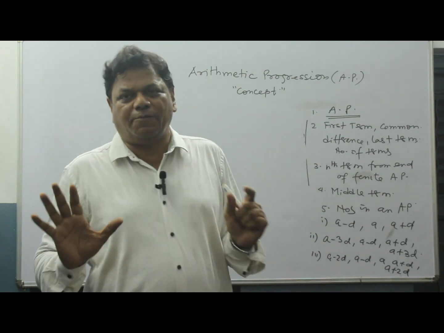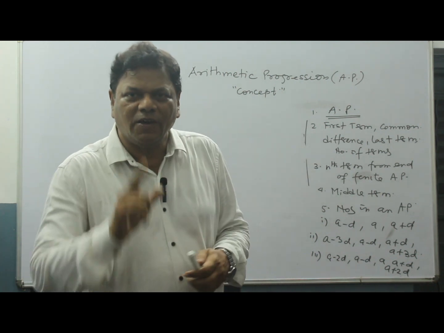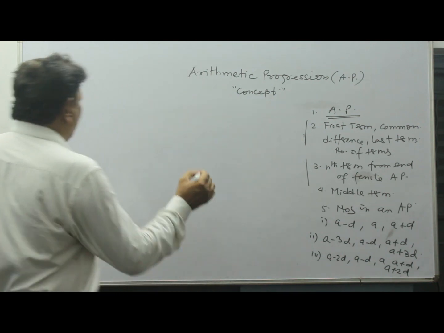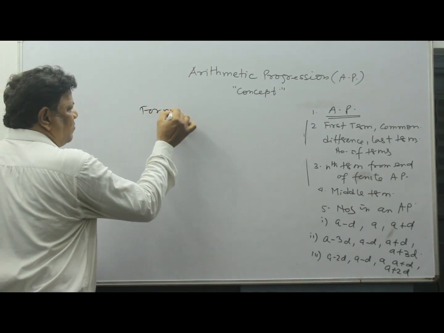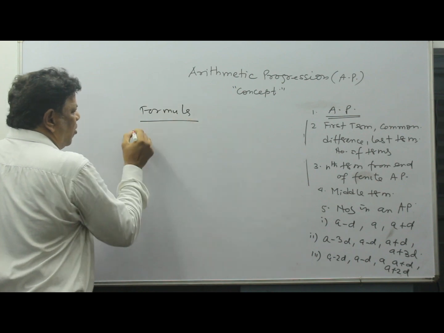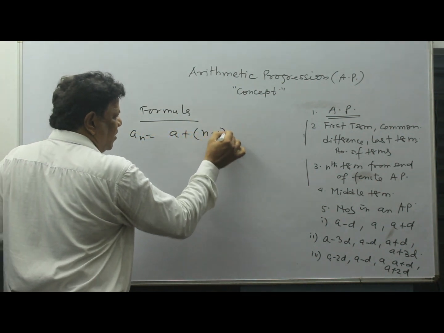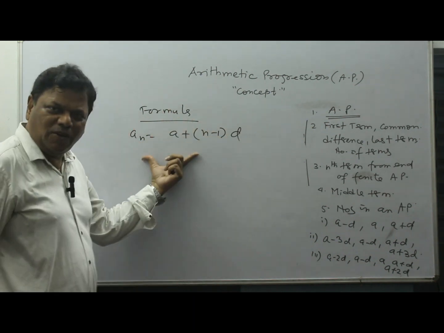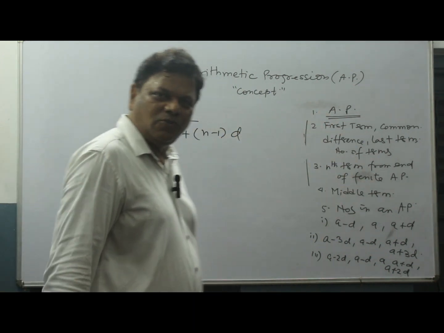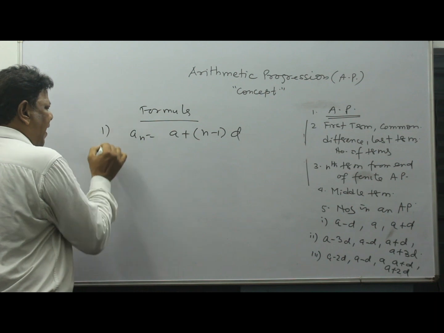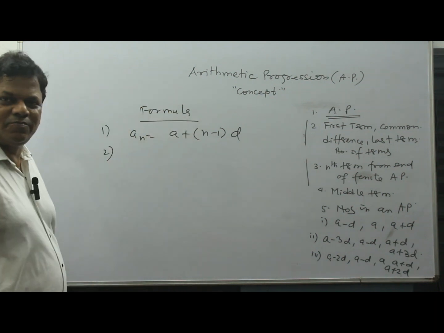Now we have to know the formulas first. What are the formulas while doing sums? See here, I am writing the formula here. This is required mostly. For an, what is the formula? a plus (n minus 1) d. This is the main thing, this is the formula. This is just the concept I have given you. So the first formula is an.